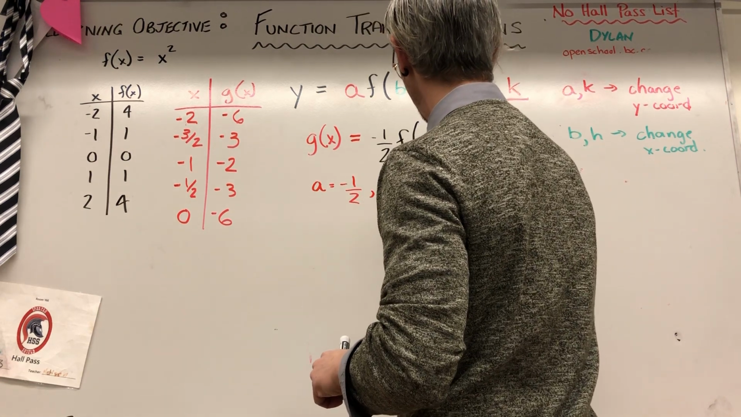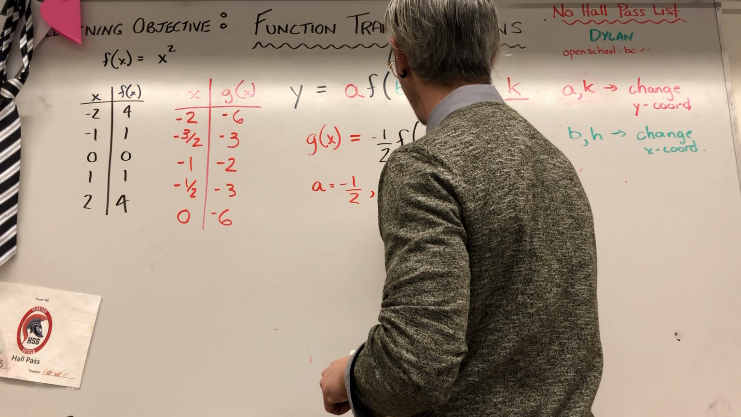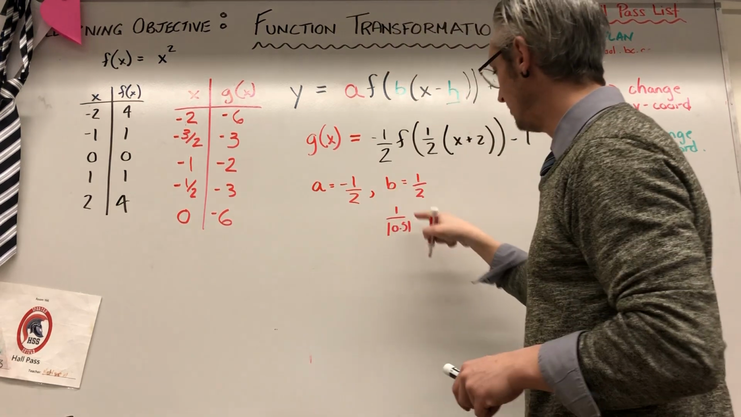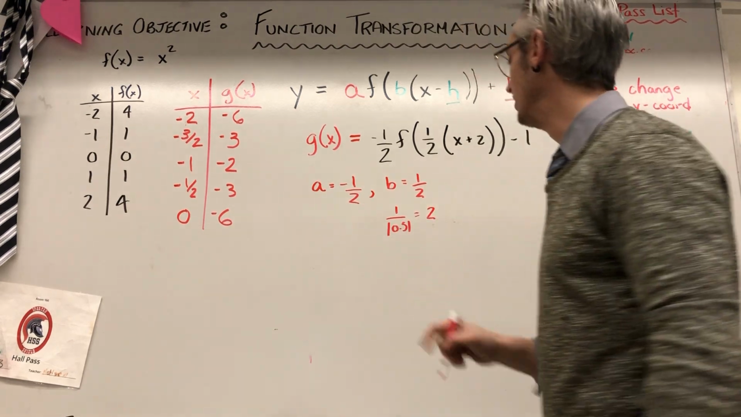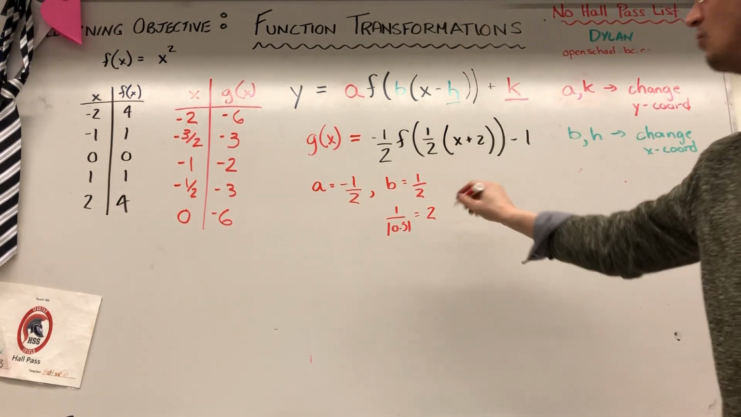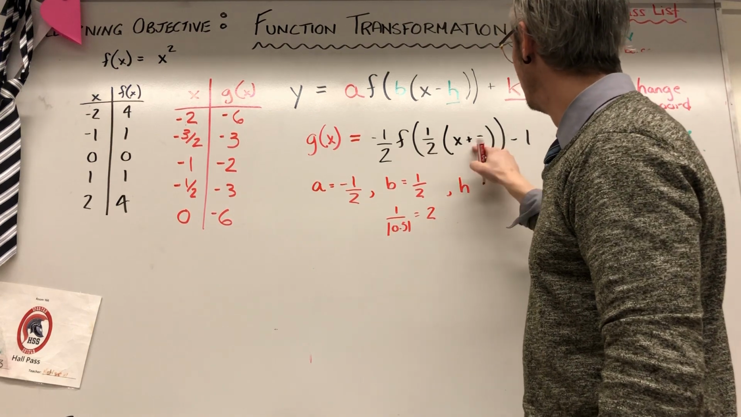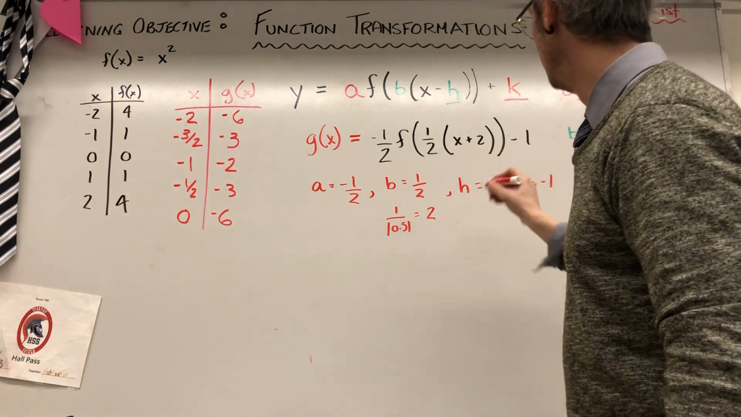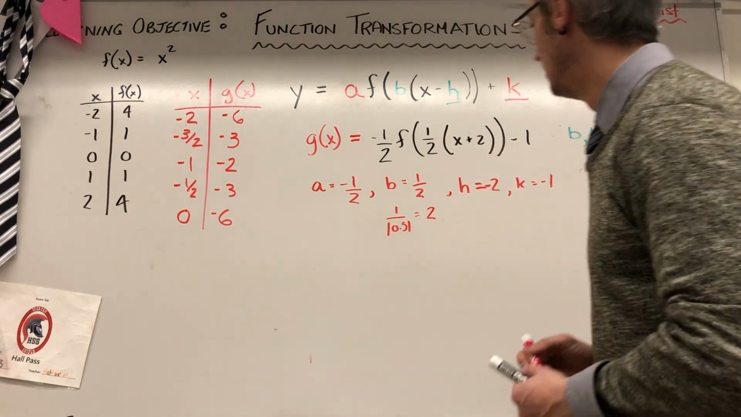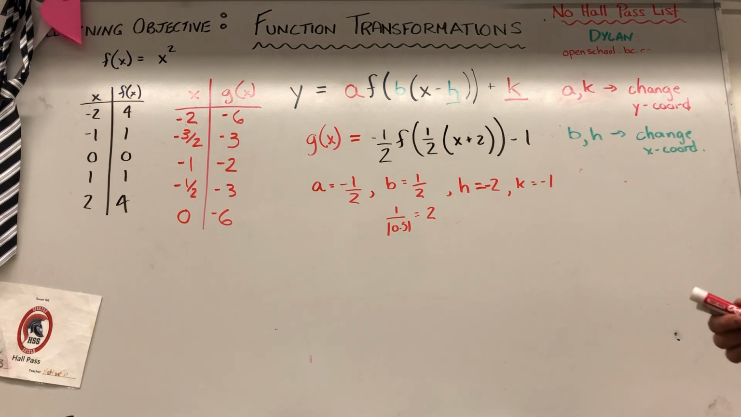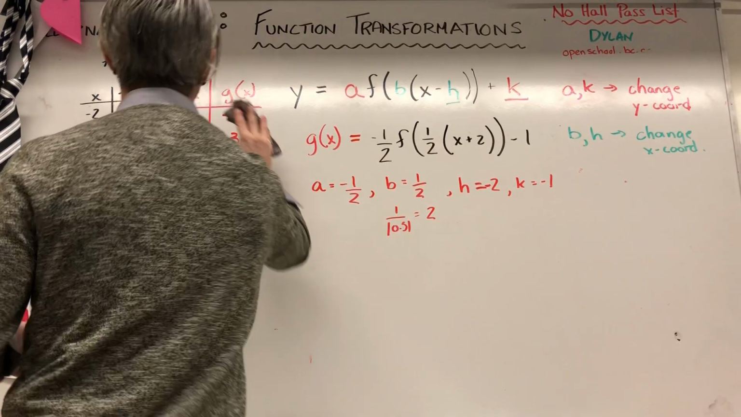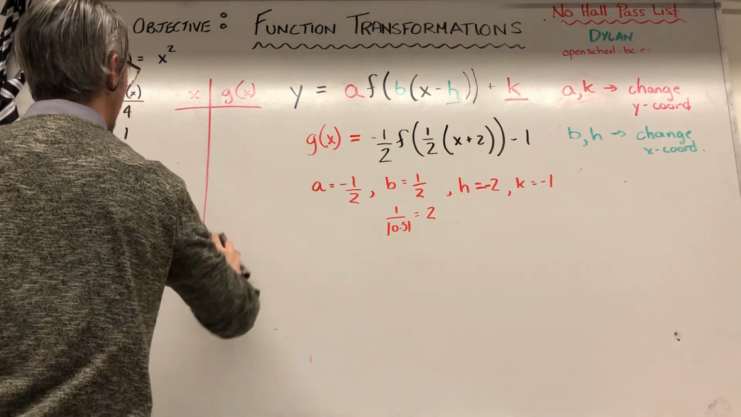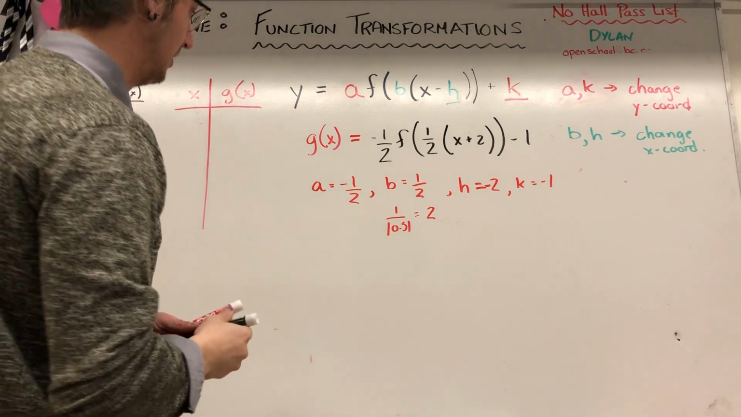B is also a half, so I know that I'm going to get a stretch by 1 over the absolute value of B, 1 divided by 0.5, or a half. So I'm actually going to apply a stretch factor of 2 to all my x coordinates. And then H is -2, and K is -1. H is always the opposite of whatever sign we see there. So now that I have that, I can go through and make my new table of values, remembering that I'm always going to apply A and B before I apply H and K. So let's do A first.